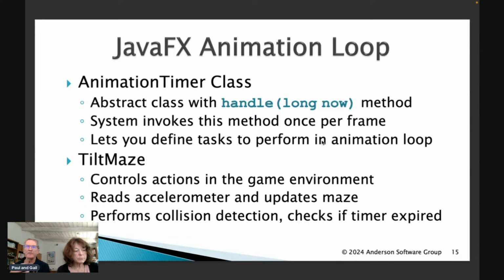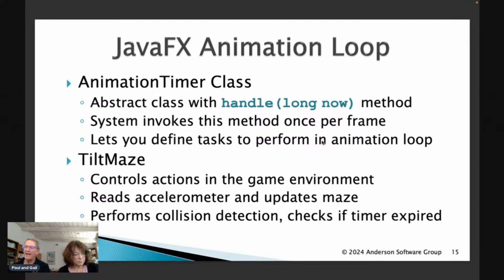When running, the system will invoke the AnimationTimer's handle method for you once per frame, and the system provides the current time in nanoseconds to this handle method as an argument. And so it's inside this handle method where you want to perform the tasks that need to be performed for the game. Now, in Tilt Maze, the animation timer controls the actions in the game environment.